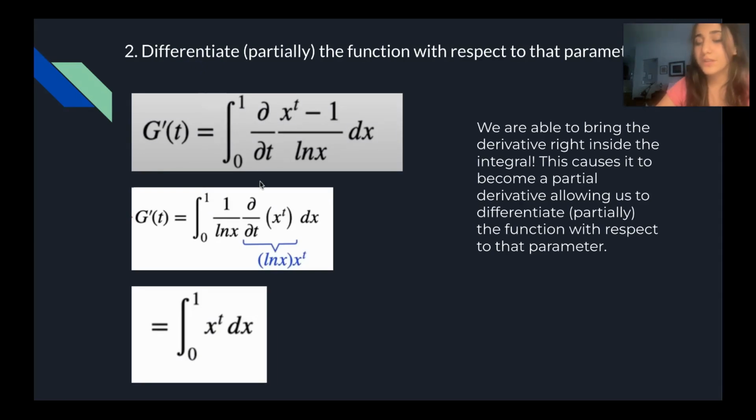So when we differentiate, this ln of x stays there, and x to the power of t will become ln of x times x to the power of t, and 1 will just be 0. So you may notice how absolutely amazing this is. This ln of x right here can cancel out with this ln of x in the denominator, and just leave us with the integral from 0 to 1 of x to the power of t dx.